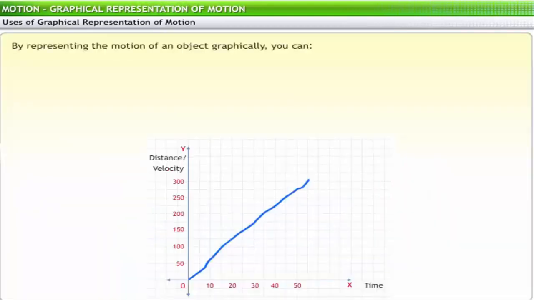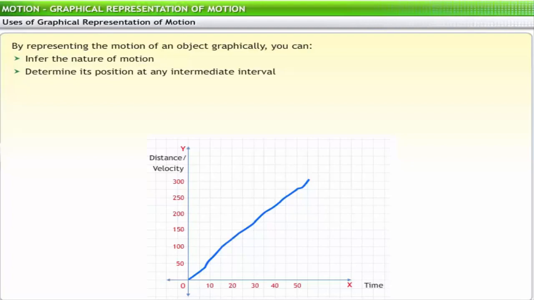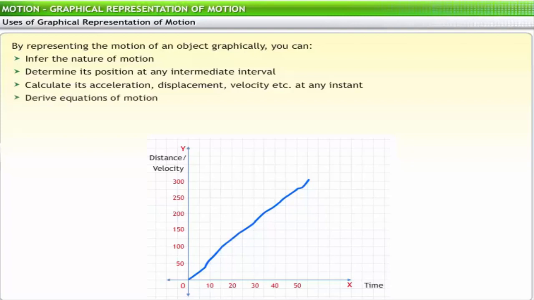By representing the motion of an object graphically, you can infer the nature of motion, determine its position at any interval, calculate its acceleration, displacement, velocity, etc. at any instant, and derive equations of motion.